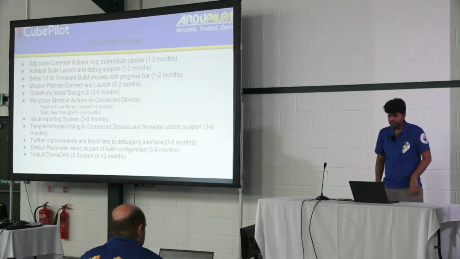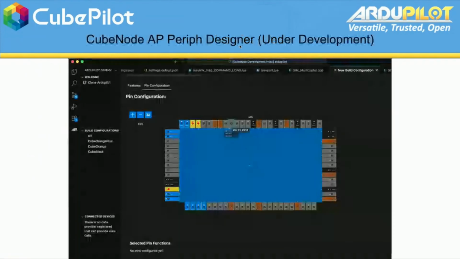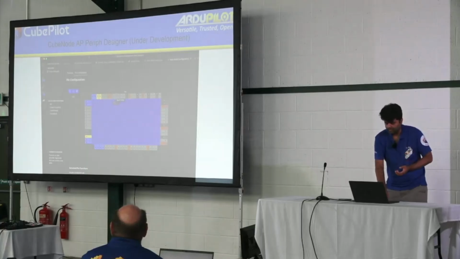Here's a list of features that will be coming. I won't go through all of that because we are running short on time. There will be a KubeNode AP-Periph design that will be included soon. People will be able to design their AP-Periph KubeNode-based modules just by selecting pins, and it will generate your hardware def, and you'll be able to quickly spin out your Periph modules. That would be quite handy as well. That's something that's under development.